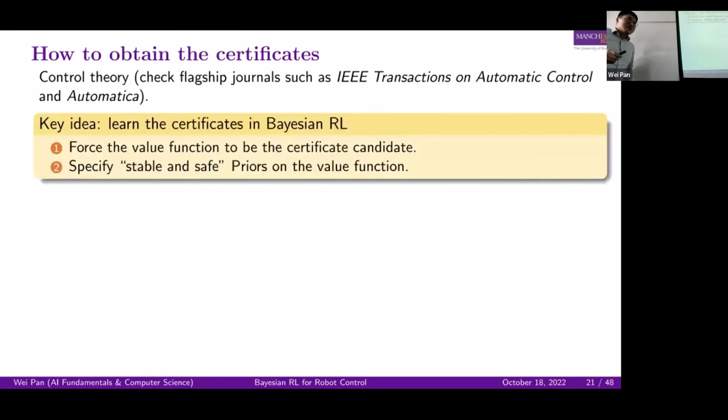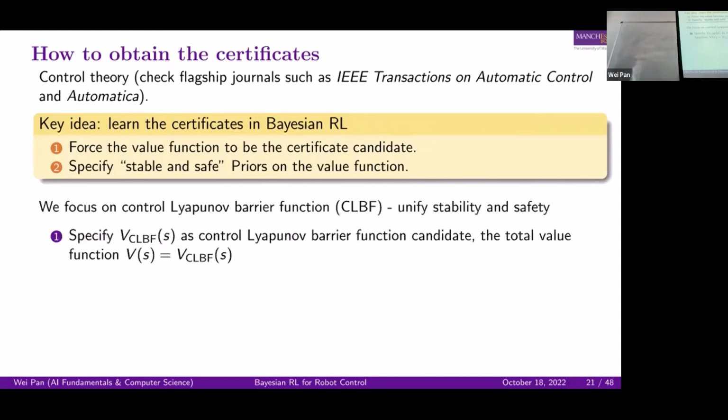But for us, our idea is that we want to learn the certificate from the data in Bayesian reinforcement learning. So first, we want to force the value function to be the certificate candidate. And second, we want to specify stable and safe priors on the value function. Here is the key: the value function is the certificate candidate. So we'll focus on the control Lyapunov barrier function. Then we specify a control Lyapunov barrier function as the value function.